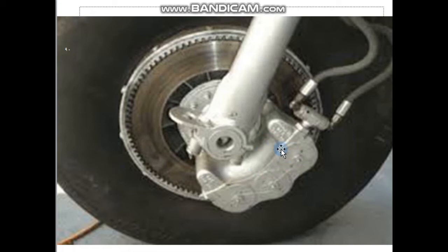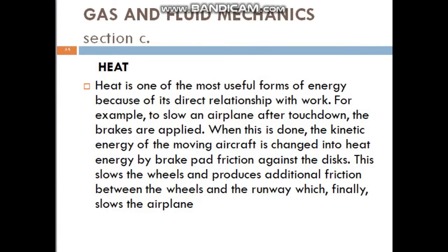When the pads of the brake are applied to the rotary disc, the kinetic energy will change from kinetic energy to heat energy. This heat energy will help the tire that touched down to slow, and this is the benefit of the heat. Here, when we look at this example, to slow an airplane after touchdown, the brakes are applied.